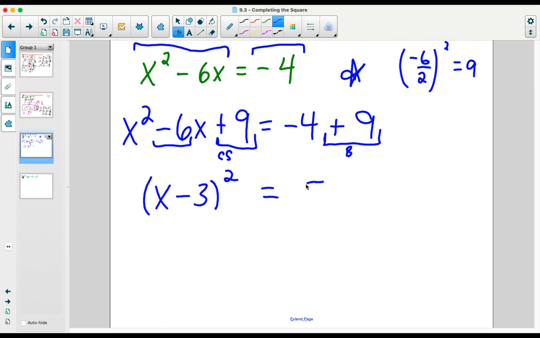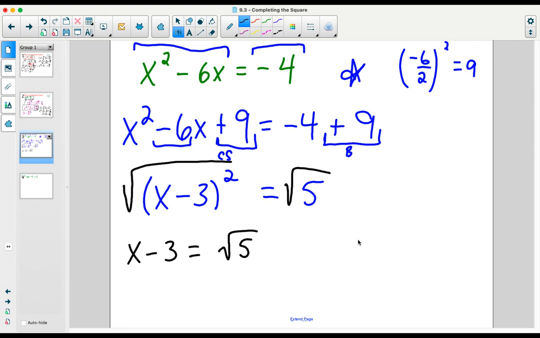Our right-hand side has a value of 5. And the entire purpose of completing the square is so that we can now use the square root property to finish the solving. I take the square root of both sides of this equation. On the left-hand side, I'm going to get x minus 3. And on the right-hand side, I'm going to get both positive root 5 and negative root 5.